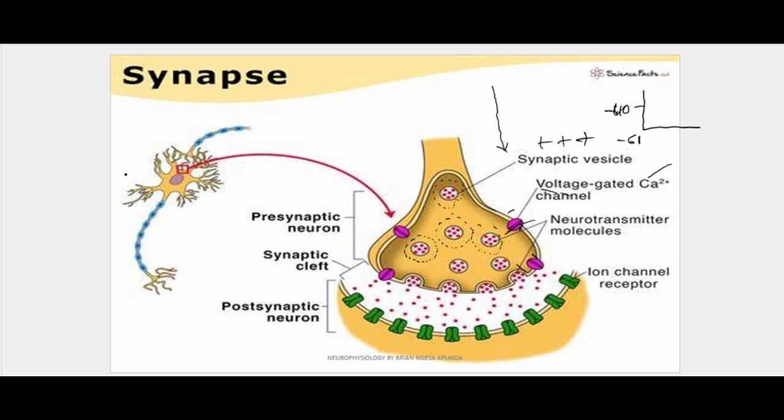When they open, they act through second messengers and stimulate protein kinases, very important enzymes that will allow the vesicle to phosphorylate and join with the membrane of the synaptic knob. When they join, they form a continuous membrane so that a neurotransmitter is eventually released via a process of exocytosis.